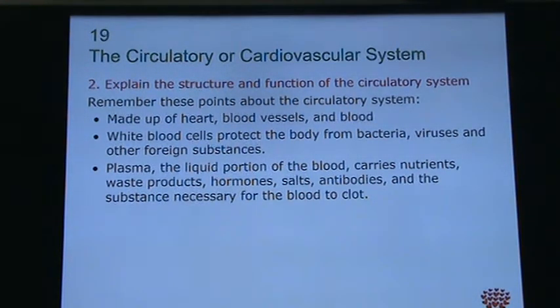So the structure and function of the heart and the circulatory system: the circulatory system is made up of the heart, the blood vessels, and blood, and the different types of blood. You have the white blood cells, which protect the body from bacteria and viruses. The plasma is the liquid portion of the blood that carries nutrients and waste products and hormones and salt and antibodies and all these other substances necessary for blood clots. So when you have a cut, the plasma will work quickly to form a clot to prevent blood loss.